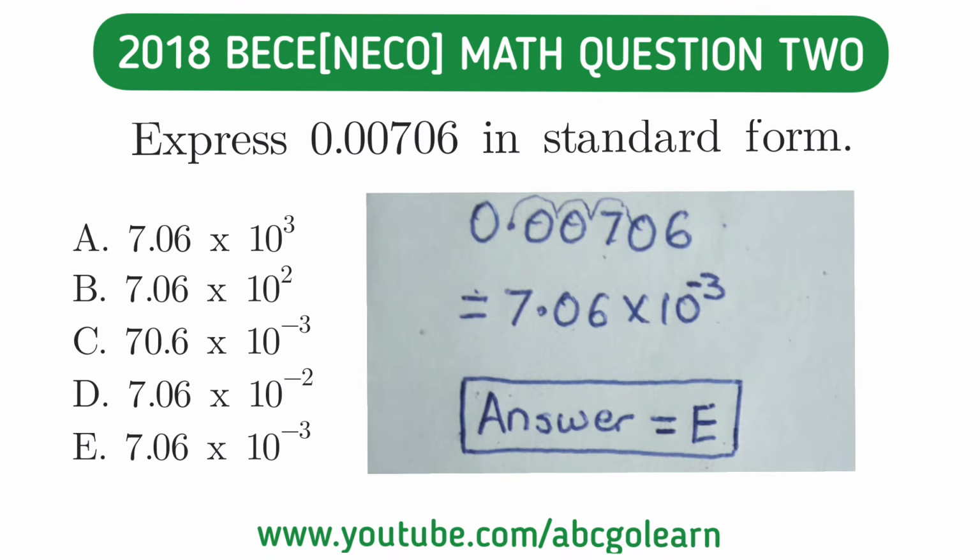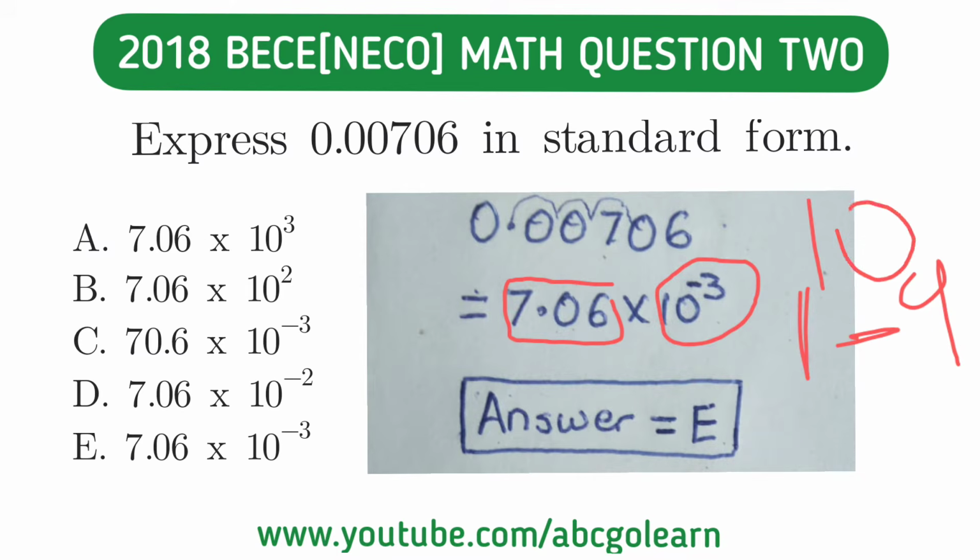Question number 2. If we are to express this 0.00706 in standard form, the first thing we are going to know is that standard form involves 2 products. The first product will be between 1 and 9, just like you've seen here. You see, this very 7.06 is between 1 and 9. And the second product is a power of 10. It is 10 raised to power something.